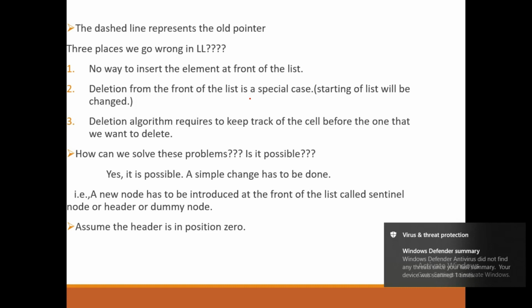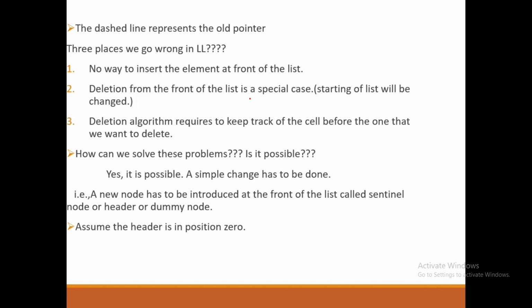What is the solution? We are going to introduce a new node at the front of the list. For what purpose? To keep track of the starting node, to hold the address of the first node. This node is called the sentinel node, header node or dummy node. Always we should assume the header is in position 0. The first element will be in position 1, the second in position 2, and so on.